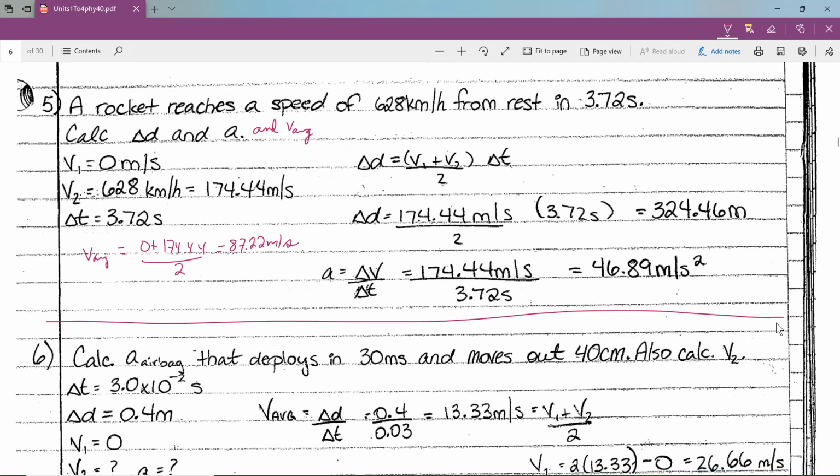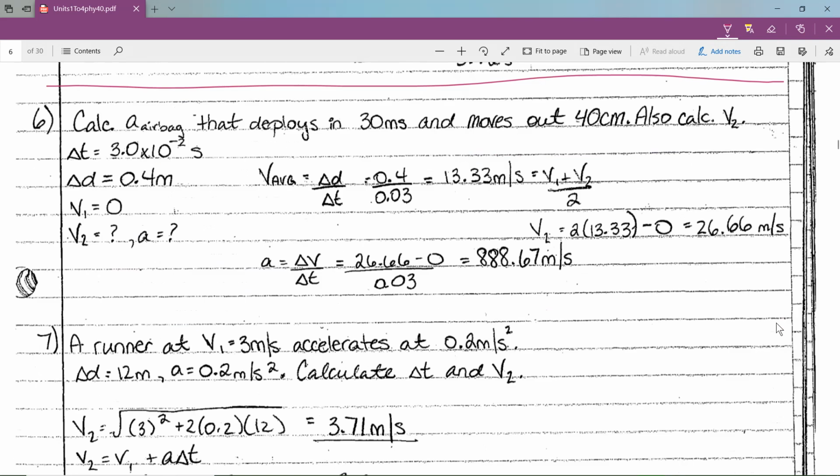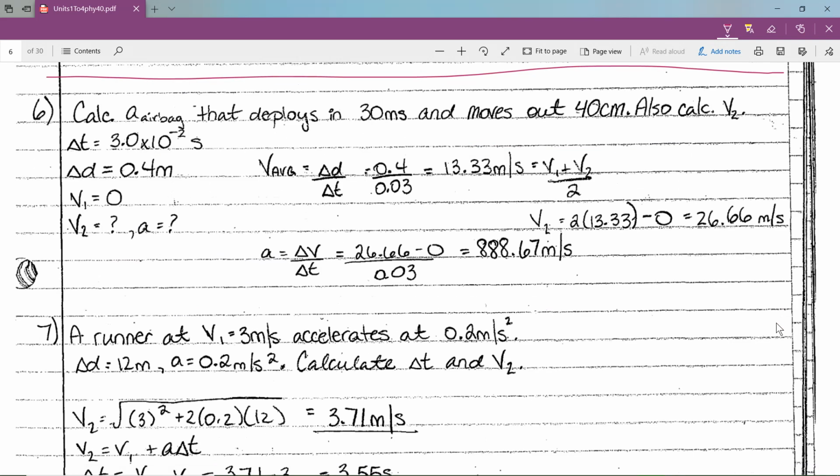Let's go on here and talk about airbags. They're important parts in vehicles. We want to calculate the acceleration of an airbag that deploys. So it is going to inflate in 30 milliseconds, which is 30 by 10 to the minus 3, or 3 by 10 to the minus 2, or 0.03 seconds. And it moves out 40 centimeters, so delta D is 0.4 meters.